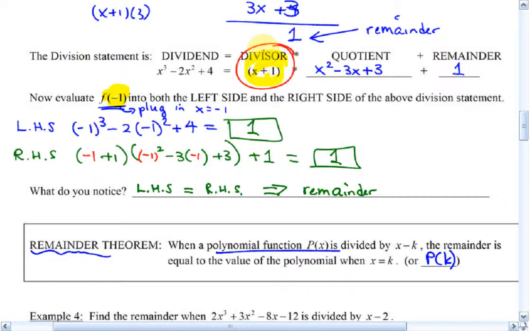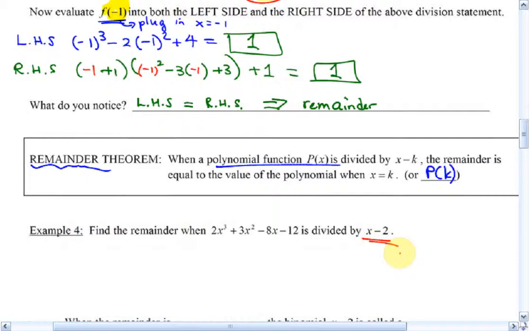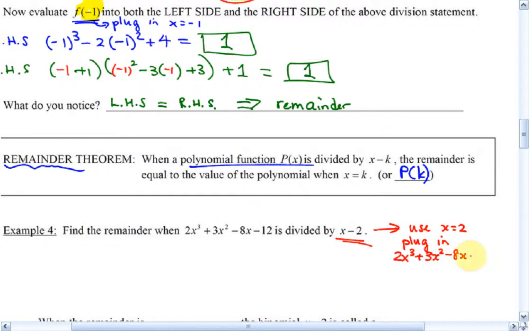What happens if I change it around? What happens if the divisor is x minus 2? What do you plug in for k? 2. Good. So here's what I'd like you to do. I'd like you to now use x equals 2 and plug it into the equation to find the remainder. This is the quick and easy way of finding the remainder of a big, long polynomial.